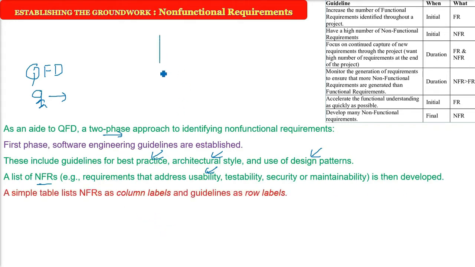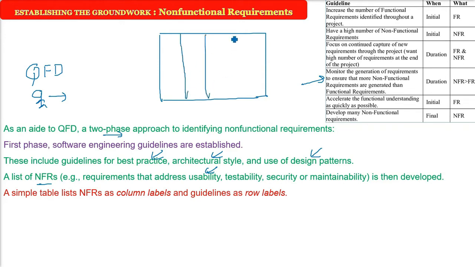Then we'll make a table in matrix form, with columns and rows. The column labels we will give as NFRs, like usability, testability, security, maintainability. For example, you have the requirements R1, R2, R3; these are non-functional requirements, so we'll put them on the column labels. Then the guidelines we have already established, we will put on the row labels: guideline 1, guideline 2, guideline 3. Now this is a matrix form.